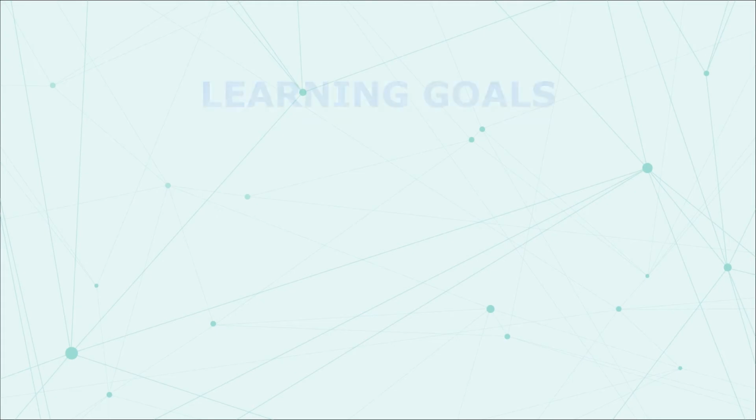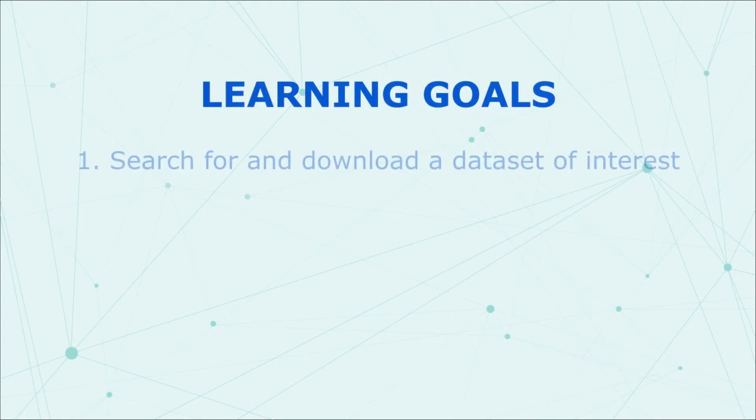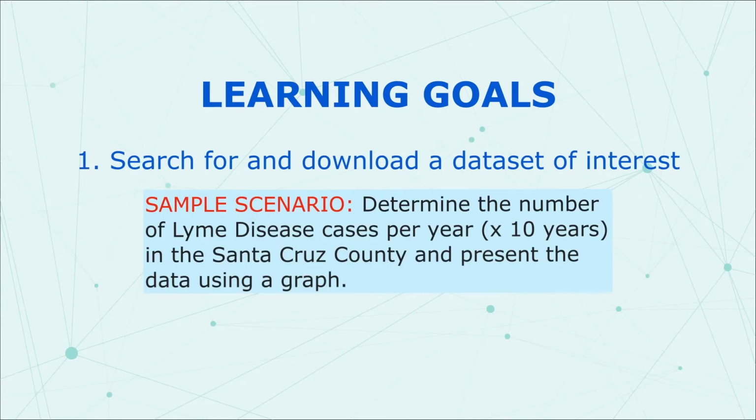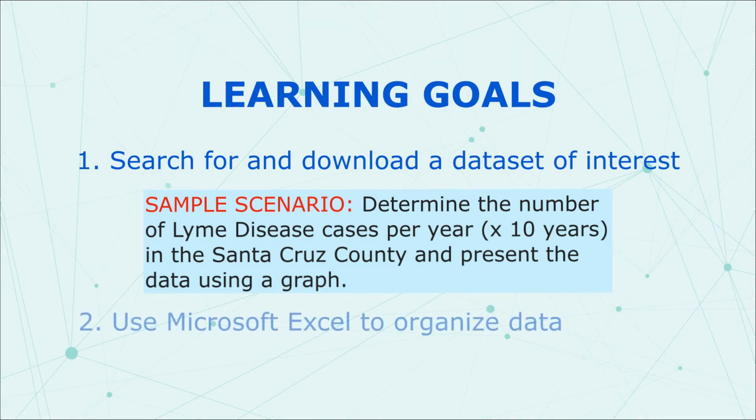What we'll do in this segment is conduct an online search for a dataset for a sample scenario. In this example, we want to determine the number of reported cases of Lyme disease for one county in California, Santa Cruz County. Then, we'll create a graph that we can include in our presentation material to show the latest available data on Lyme disease cases in this county for a 10-year period. Once we find the dataset we need, we can organize the data based on our required criteria using Excel. Then create a graph that we can use to present the information.